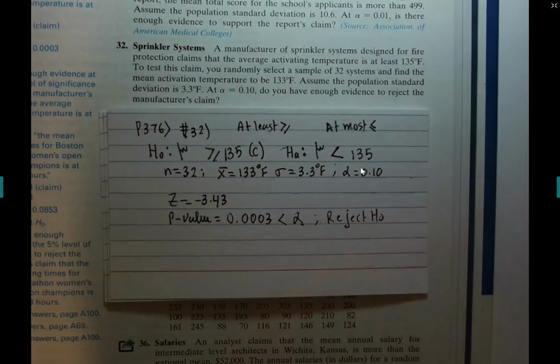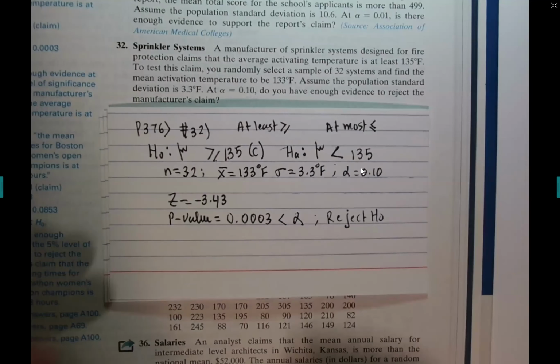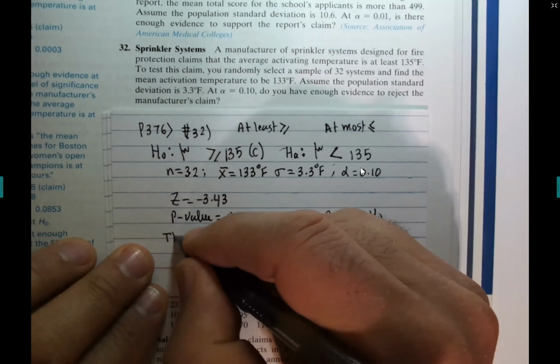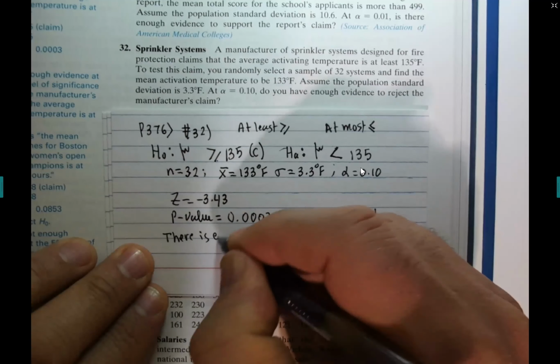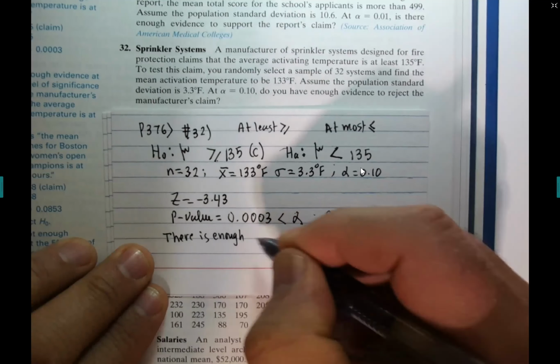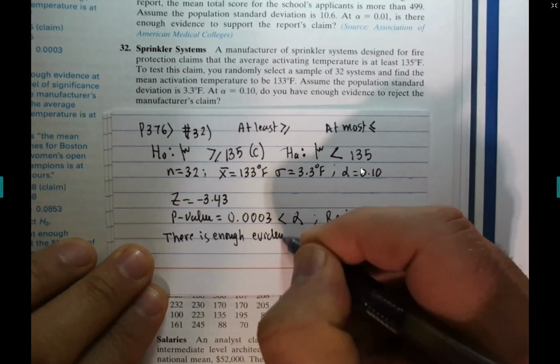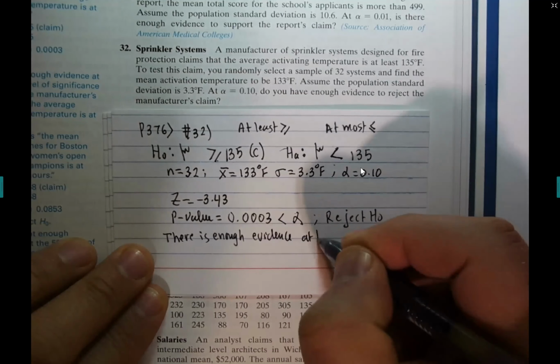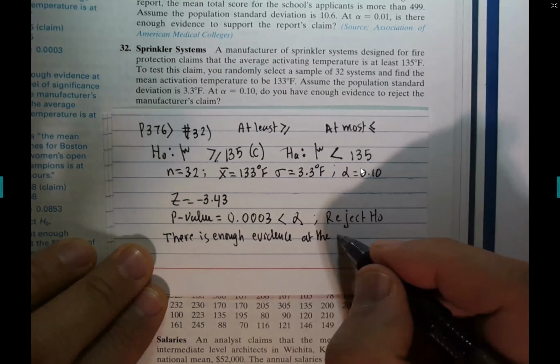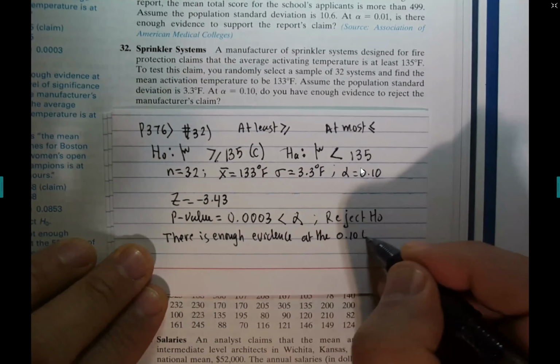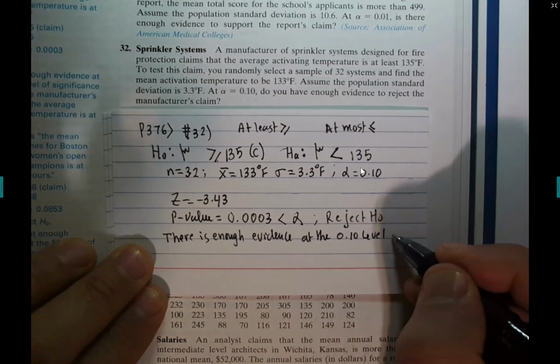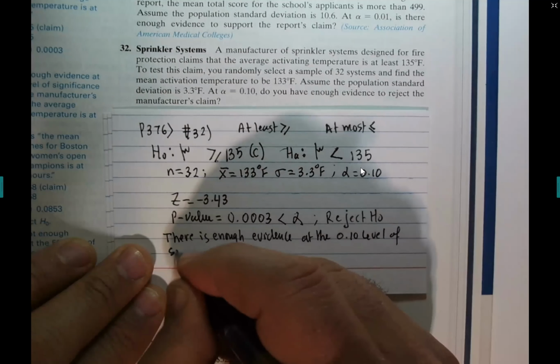Watch. You write, there is enough evidence at what level of significance? So at the 0.10 level of significance. You can put 10% also if you want.